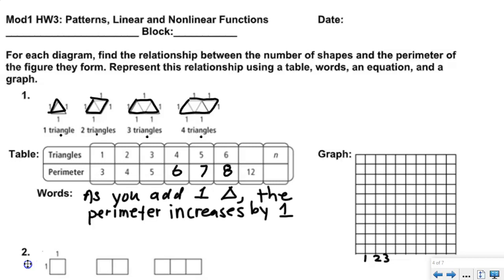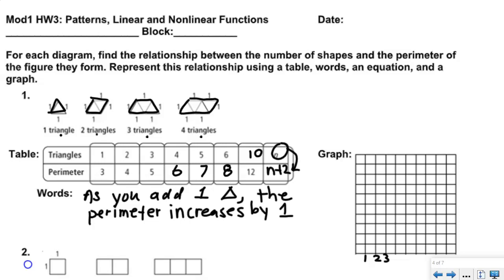When I get to 12 triangles, I notice now the pattern between my triangles and my perimeter. It seems to always be 2 more, so that would probably be 10 triangles would give me 12 perimeter. And so when we get to n triangles, what do I do to this to get here? It seems like we just added 2 every time. 10 plus 2 is 12, and so on.